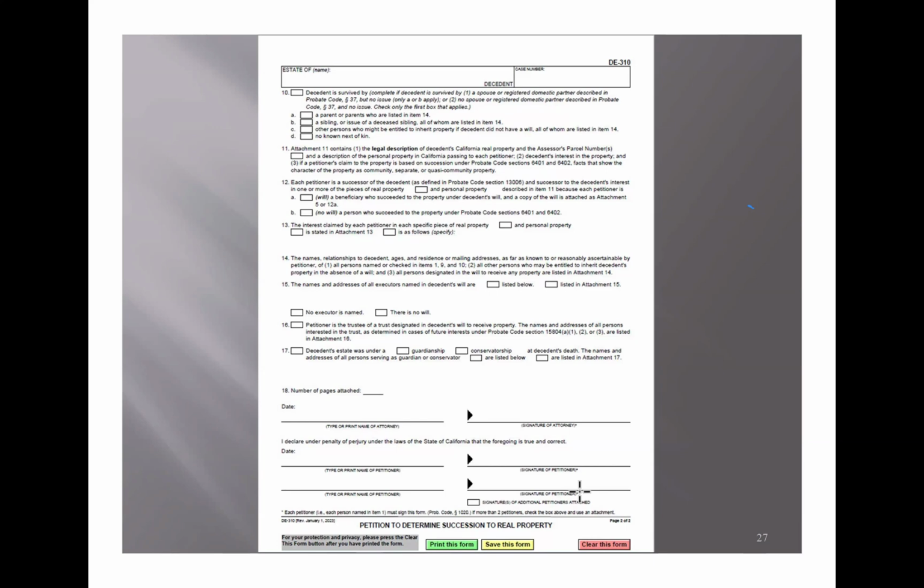And you don't have much room unless it's just 1 or 2 names. So if it's more, you will include an attachment 13. Then on 14, you're going to prepare attachment 14, and this will have the names, the relationship to the decedent, whether it's spouse, child, grandchild, friend, whatever it is, you will list their relationship and then their address.